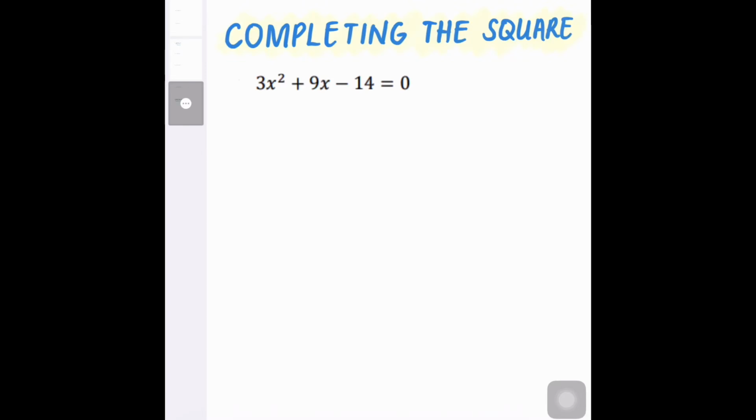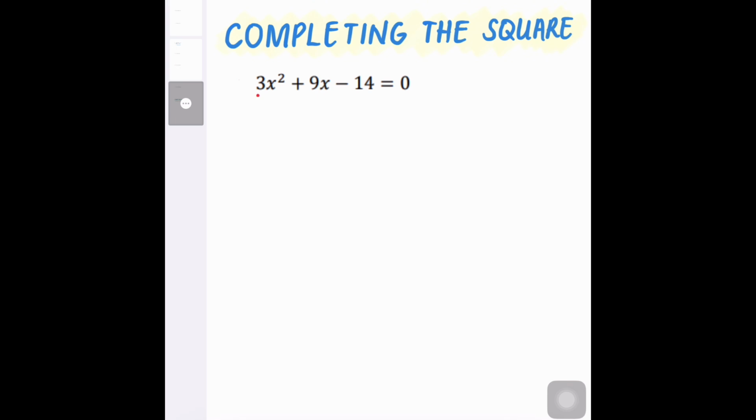In this video, we will be learning how to solve quadratic equations using completing the square. Let's answer this example. The given equation is 3x squared plus 9x minus 14 equals 0.